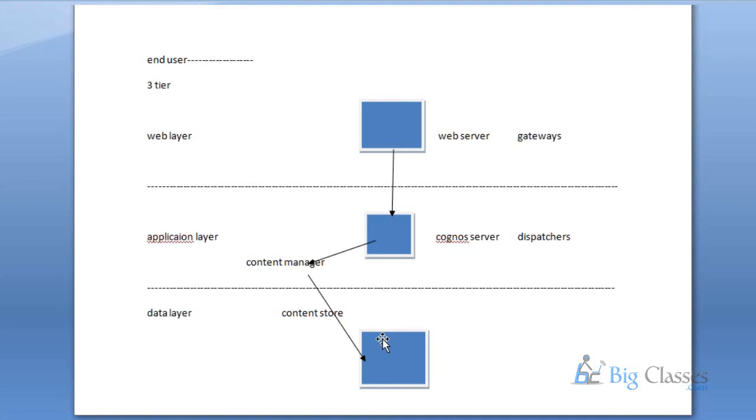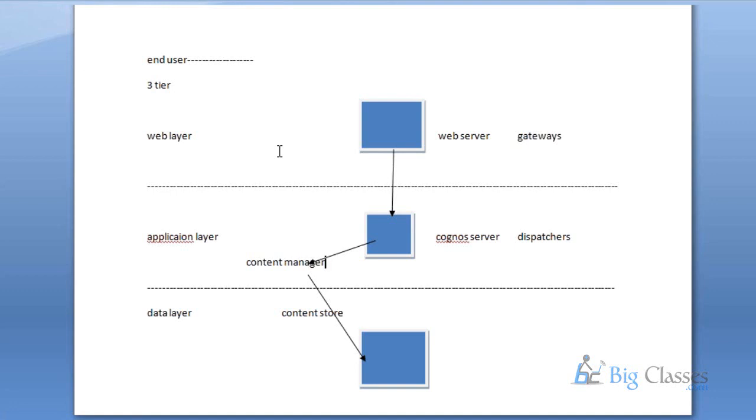Before sending data back to the Cognos server, it will verify whether the requested person has authorization to view this data. If he has authorization, then only the data will be sent to the Cognos server, or it will restrict the data and throw an error stating that you are not authorized to view this data. So this is the high-level overview of Cognos architecture.